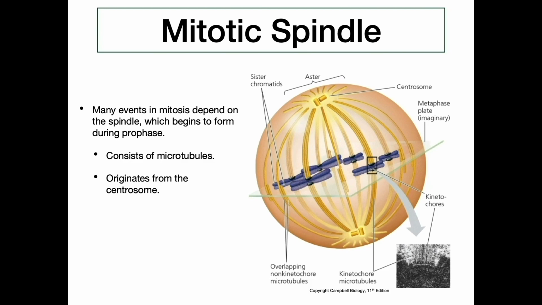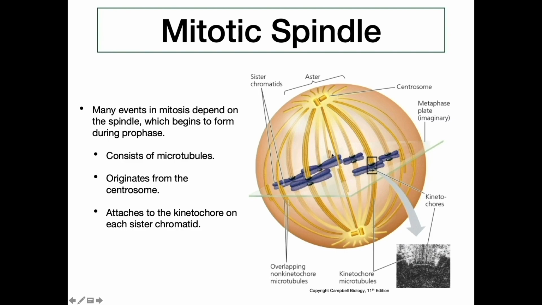So the mitotic spindle is going to originate from the centrosome, which we can see right here. And then it's going to attach to the kinetochore on each sister chromatid, which we can see as these black spots on these chromosomes. This attachment is really important because that's what's going to allow these sister chromatids to actually be pulled apart later on during this division process.